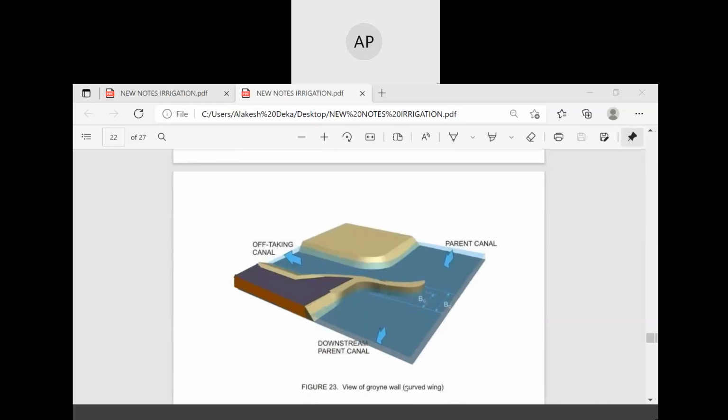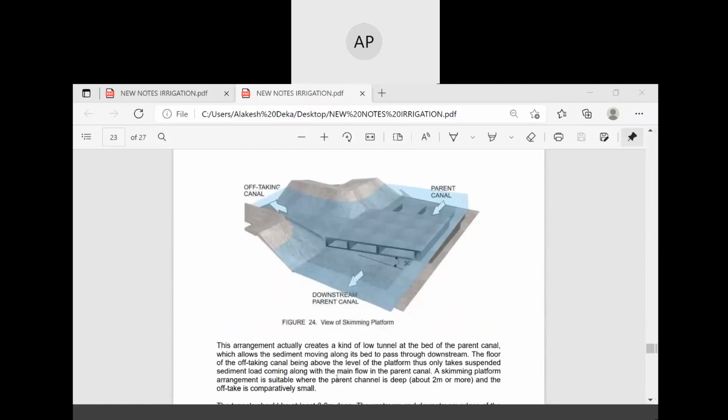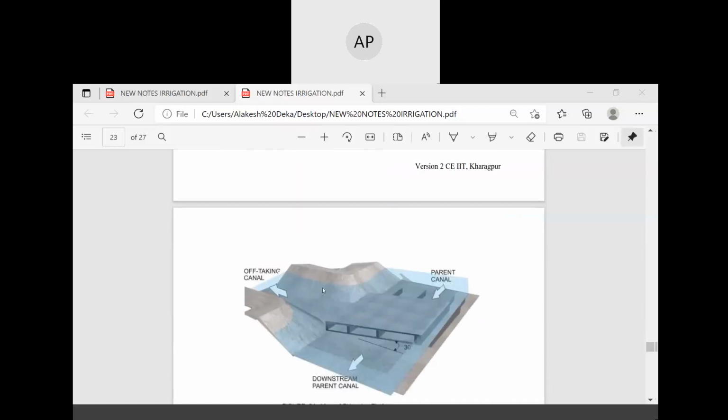This is the view of a groyne wall at the off-taking canal, parent canal, and downstream parent canal. Skimming platform: a skimming platform is an RCC slab resting on low height piers on the bed of the parent canal and in front of the off-taking canal, as shown in the figure.